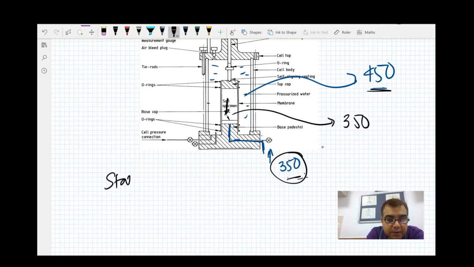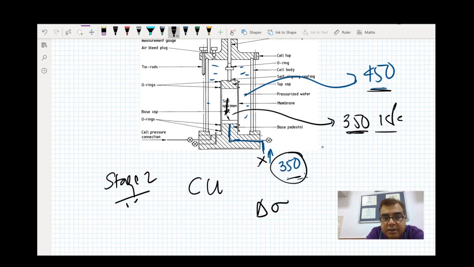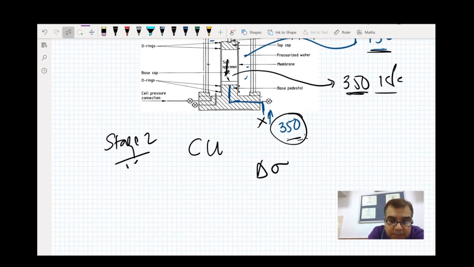In stage 2, if I do a consolidated undrained test, I will close up this valve, meaning my 350 kPa of pore pressure is now trapped within the soil sample. I have closed it, and then I apply an additional delta sigma, an additional axial load, which is my deviator load from the top. Now because of this delta sigma, my pore water pressure is again going to increase.